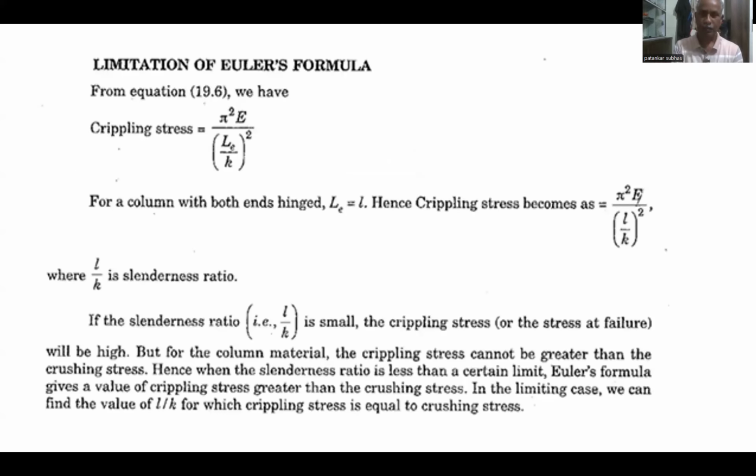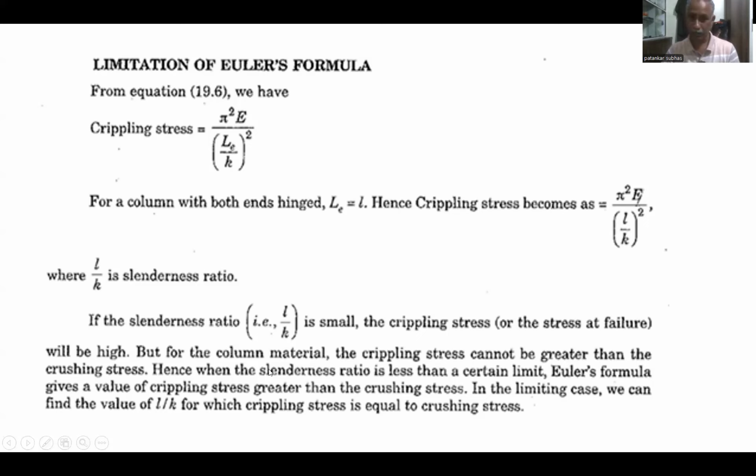So, what are the limitations of Euler's formula? Why is Euler's formula considered applicable only for long columns? Because when we consider the crippling stress, it is equal to pi square E divided by (LE by K) whole square. In that case, L by K is the slenderness ratio.